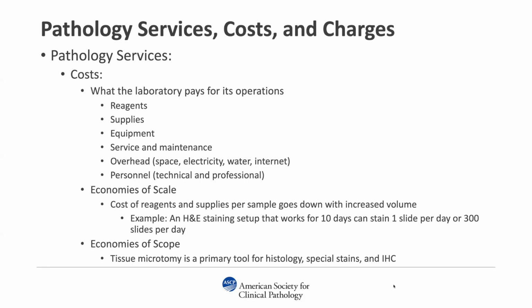And then there's economy of scope, right? So you use tissue microtomy for histology, but you also use it for special stains, and you also use it for immunohistochemistry. So you don't need a microtomy system for special stains and for immunohistochemistry separately. You can use the same microtome, the same techniques to produce an unstained slide, and that does economy of scope. You use the same tool for multiple things, which saves you money.